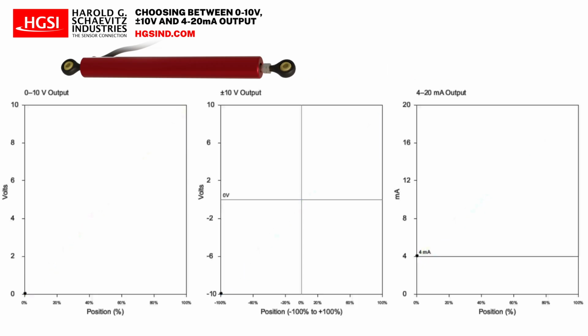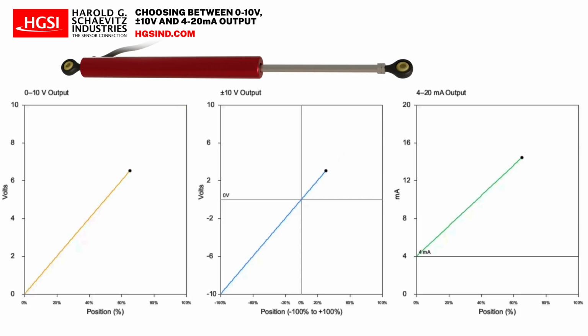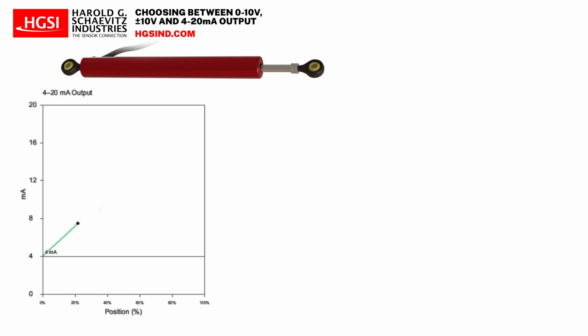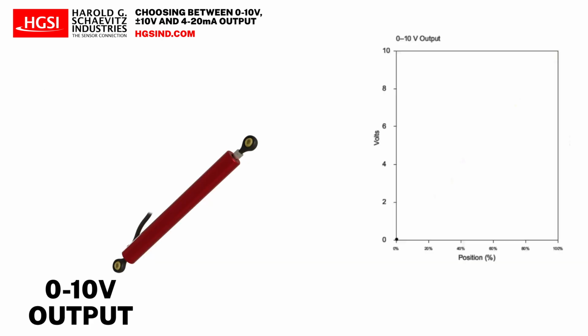With voltage output, the signal is represented as a voltage level relative to ground. With current output, the signal is represented as a current flowing through a loop. Each approach has its place depending on the application. Let's start with 0 to 10 volt output.